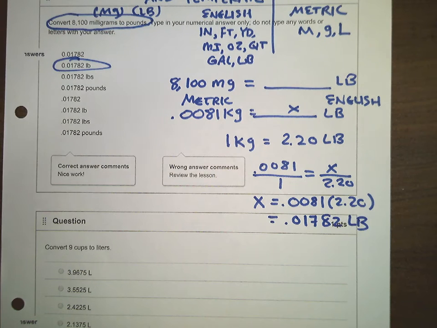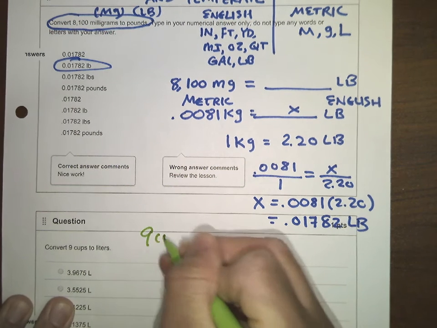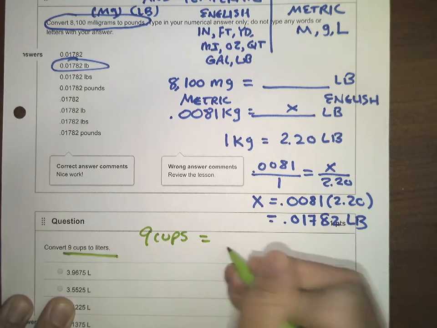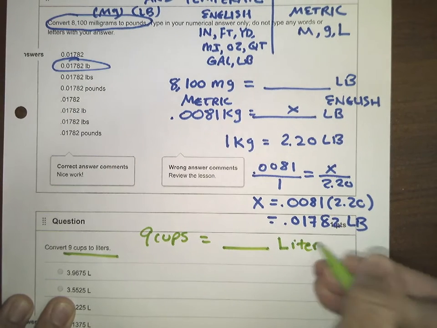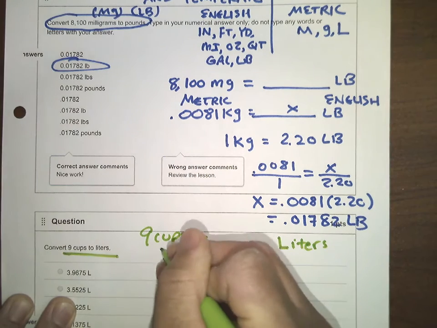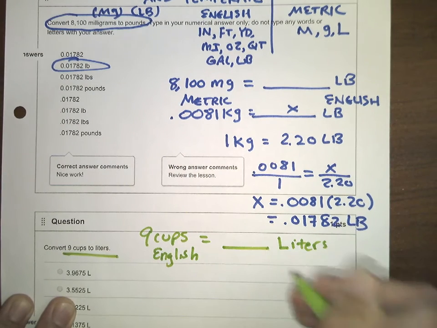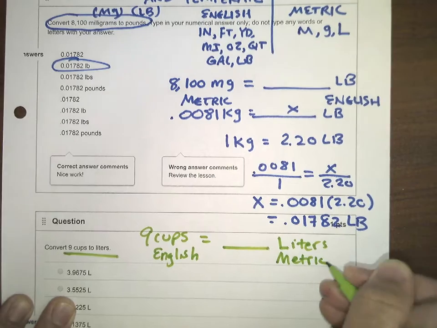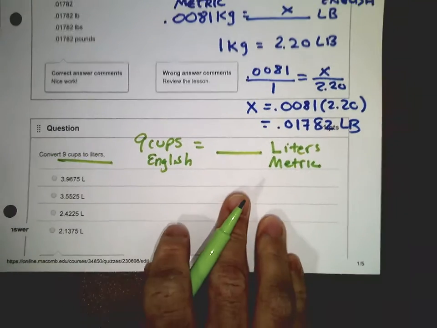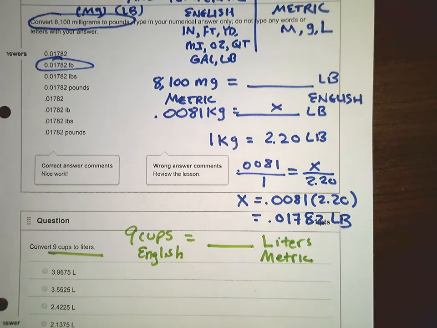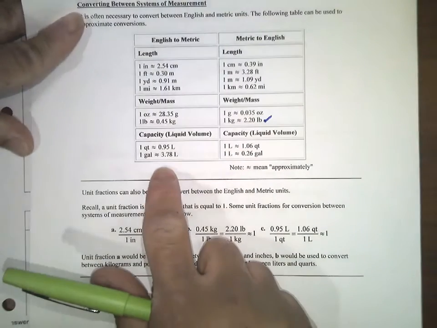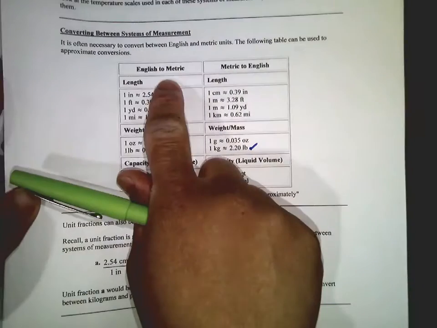All right, let's try another one here. Let me use a different color pen so that nothing gets confused. So I have 9 cups and I want to convert that to a number of liters. I see cups is in the English system and liters is in the metric system. So what I need to do is make sure that I'm on the side of my chart that says English to metric. All right.